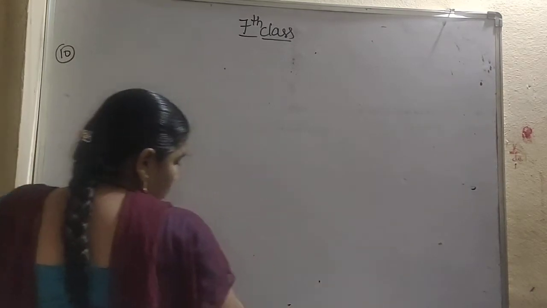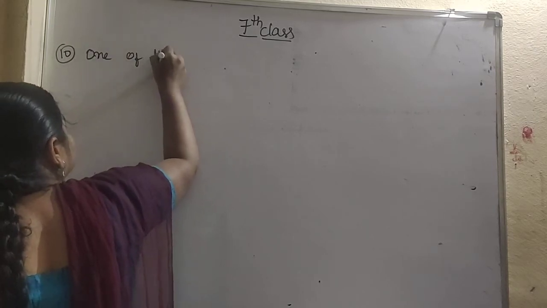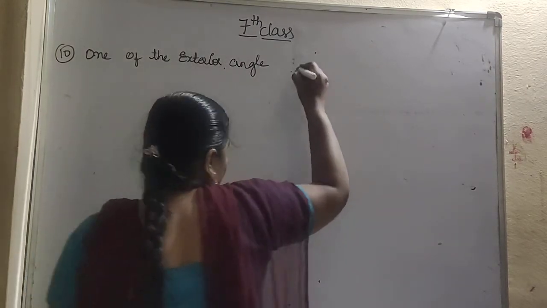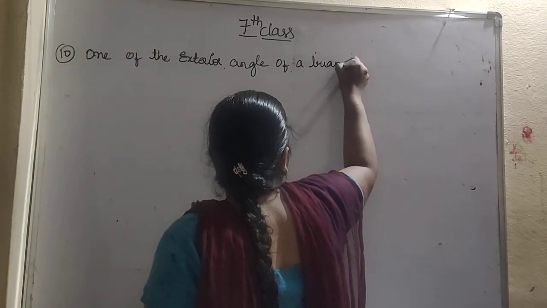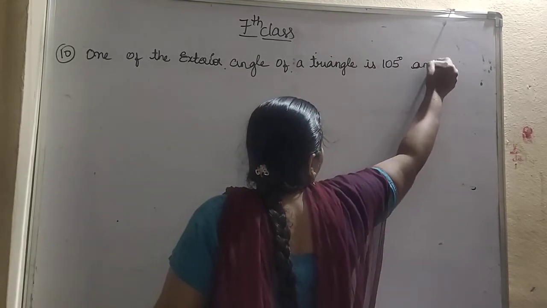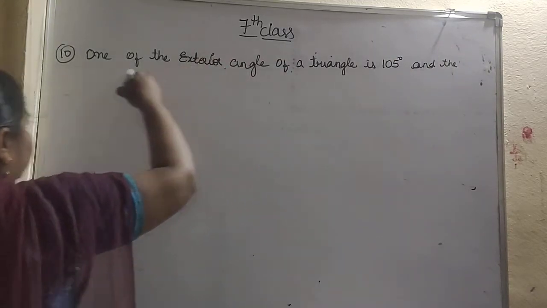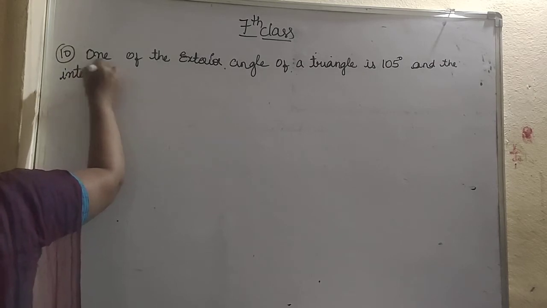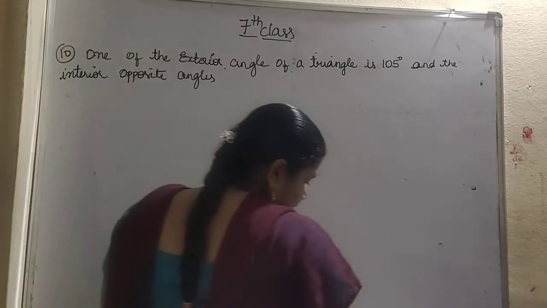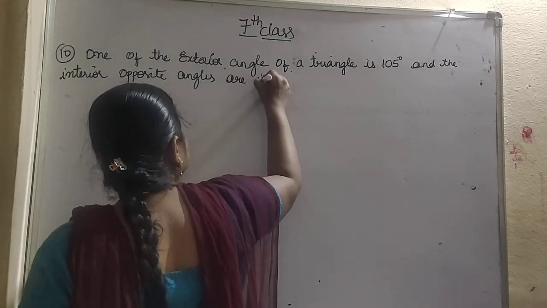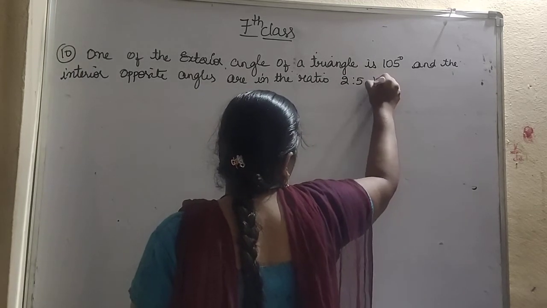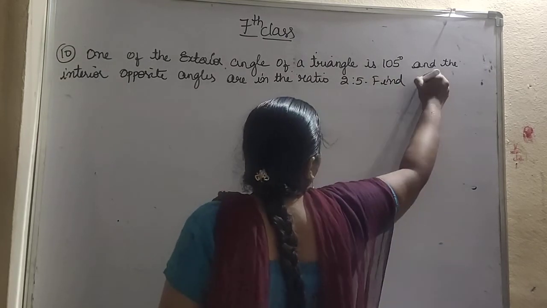One of the exterior angle of a triangle is 105 degrees and the interior opposite angles are in ratio 2:5. Find the angles of a triangle.